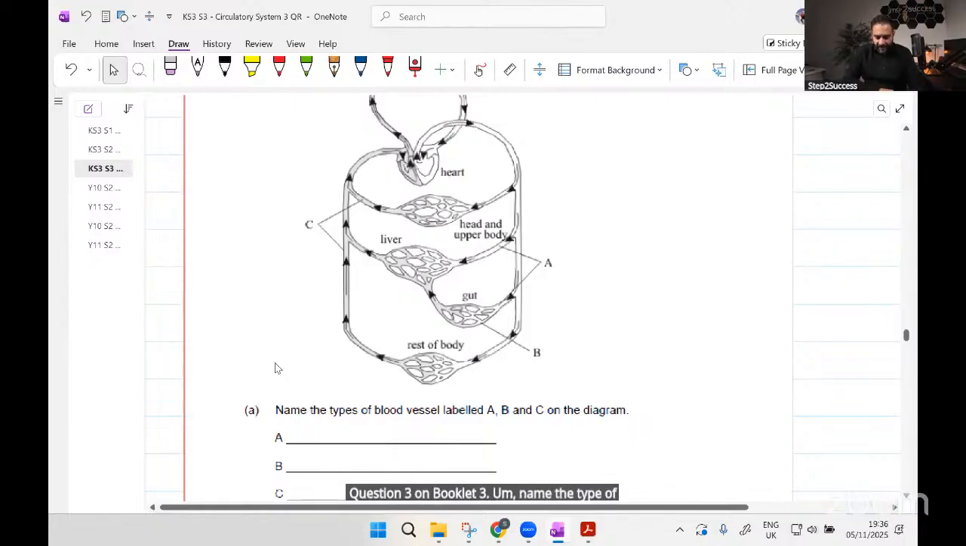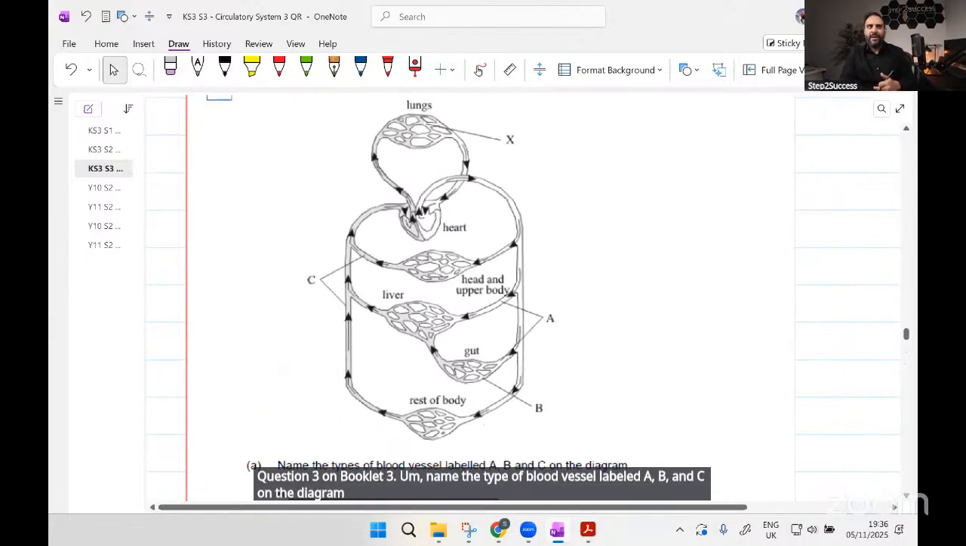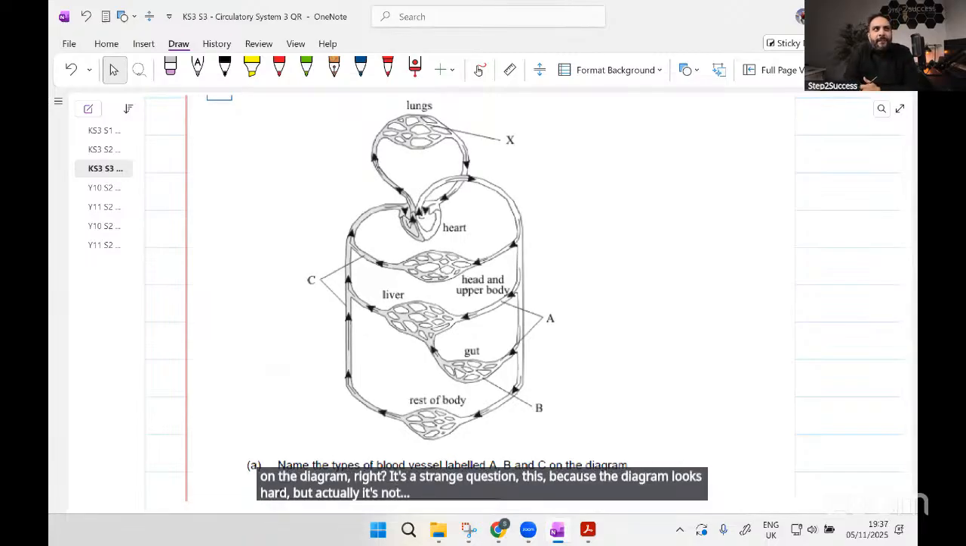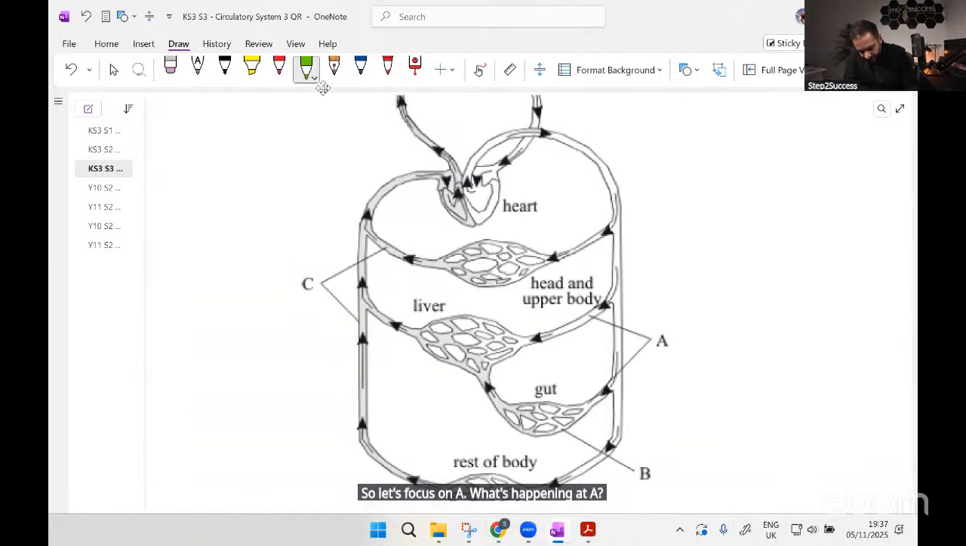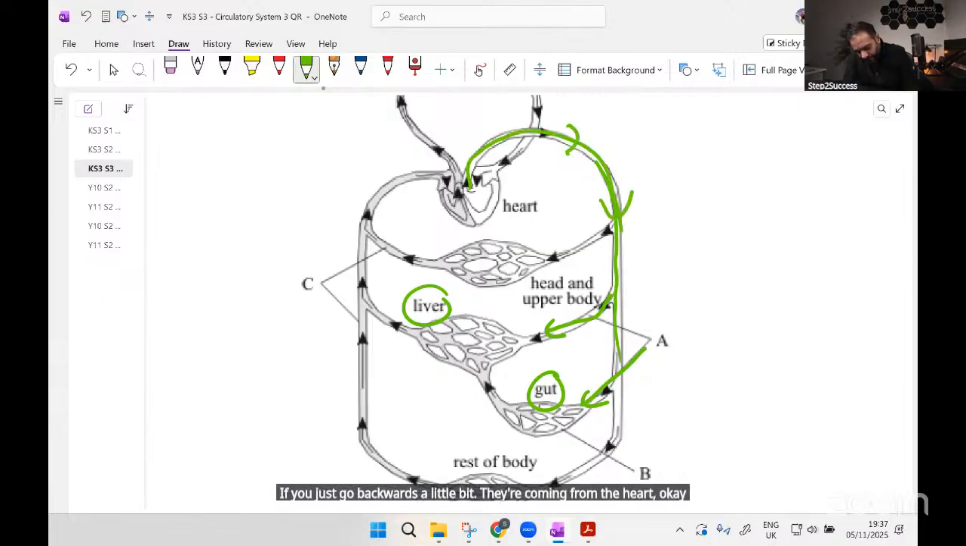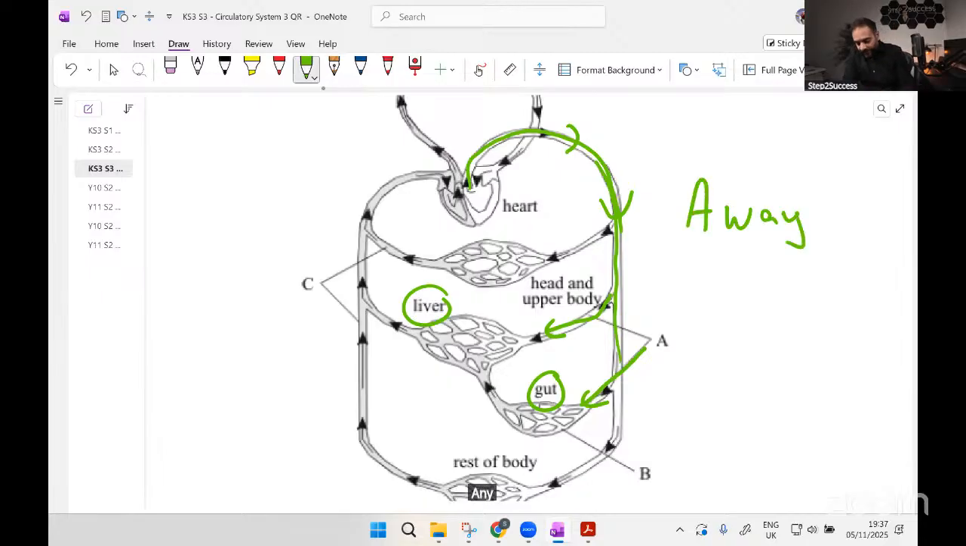Question 3 on booklet 3. Name the type of blood vessel labeled A, B, and C on the diagram. It's a strange question, because the diagram looks hard, but actually it's not too bad. Let's focus on A. What's happening at A? We have arrows going towards all of these different places in your body. But where are those arrows coming from? If you go backwards a little bit, they're coming from the heart. So this is all blood going away from the heart. Any blood that's going away from the heart is traveling in an artery.